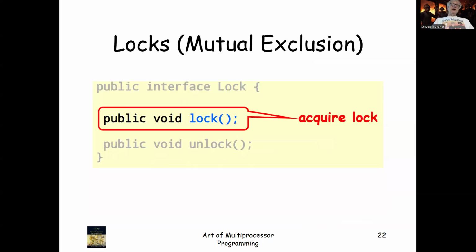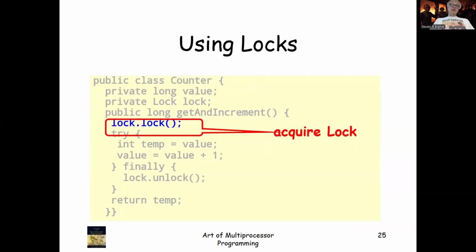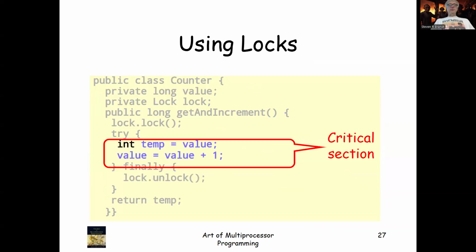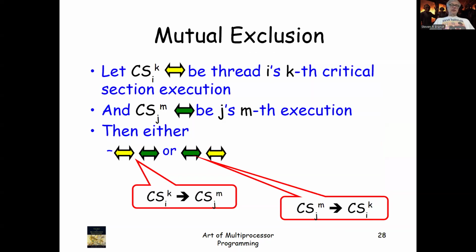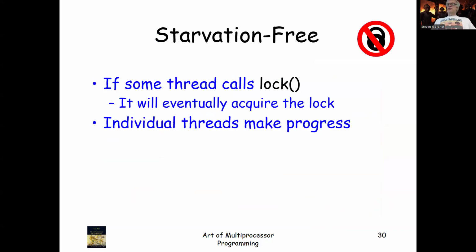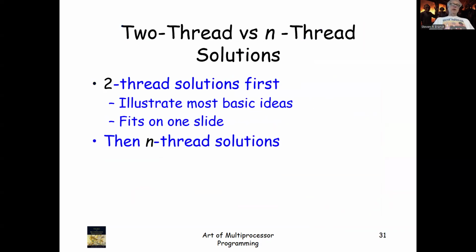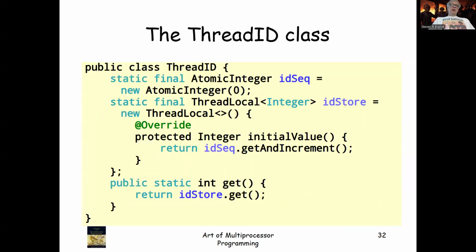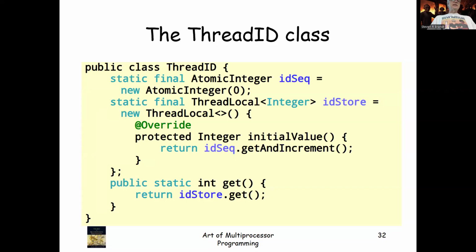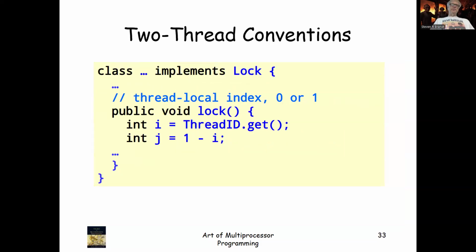We have the lock and the unlock methods. We have an acquire lock. So always try to use try and finally with locks, of course. We have the definition of deadlock free. We have the definition of starvation free. We have the thread ID class that I made for you. I've since added a couple methods to it, but whatever.